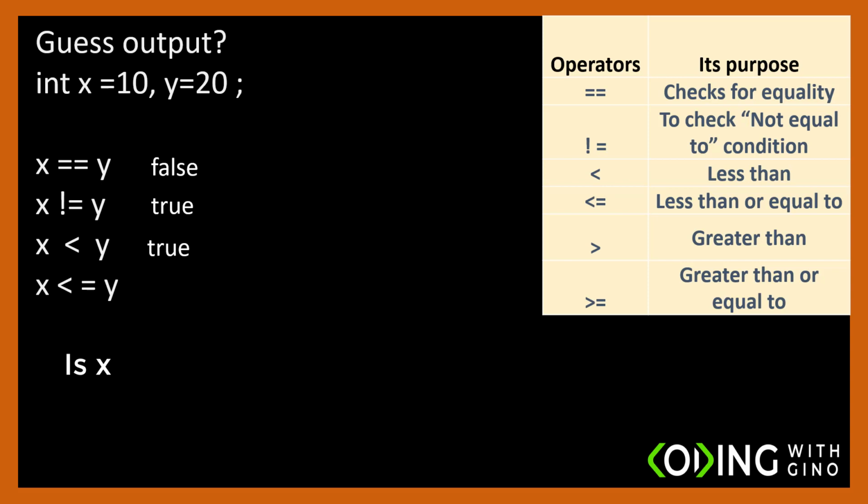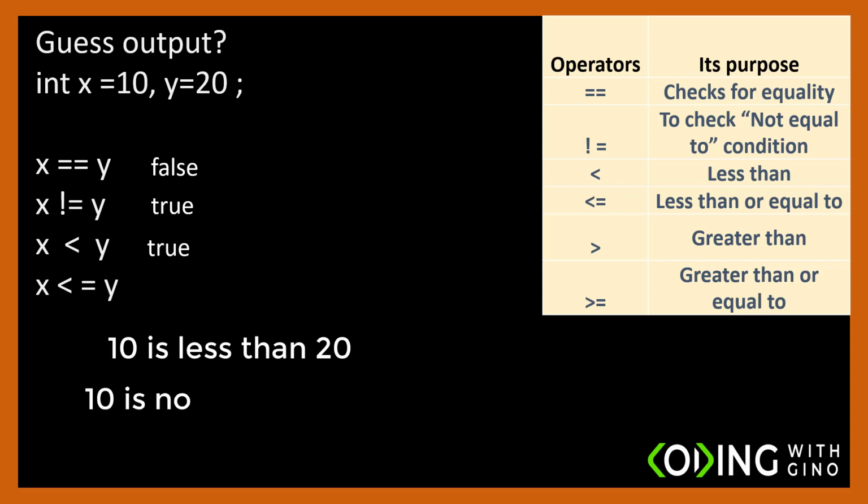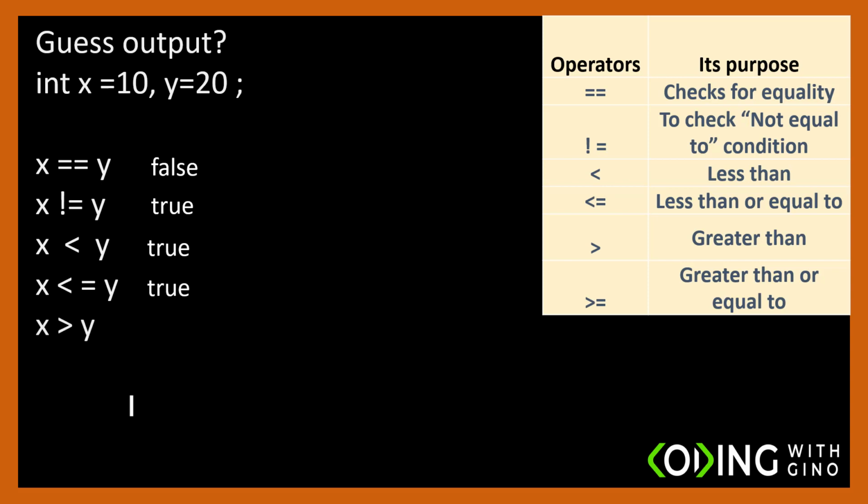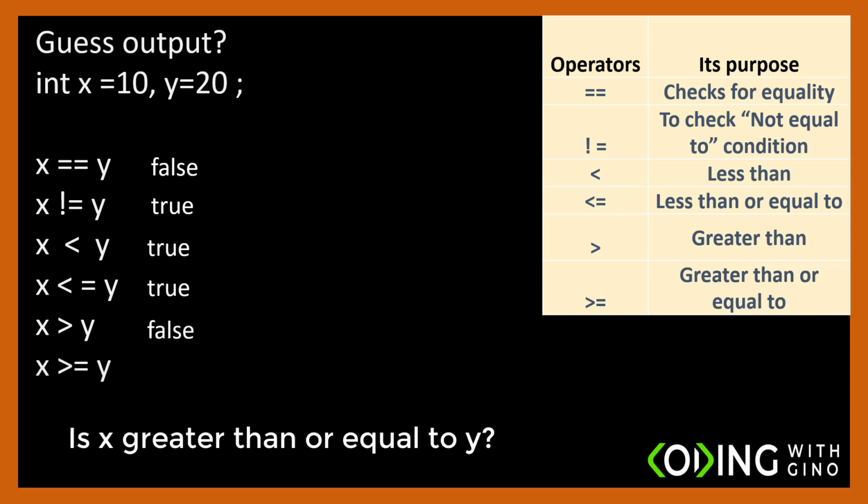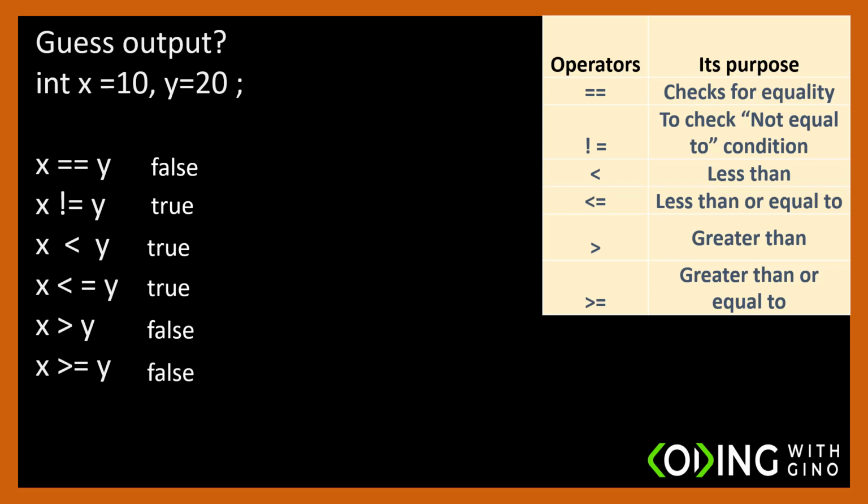Next, is x less than or equal to y? 10 is less than 20. 10 is also not equal to 20. So, the answer is true again. Next, is x greater than y? No. Hence, you get false. Is x greater than or equal to y? Again, no. The answer is false again.